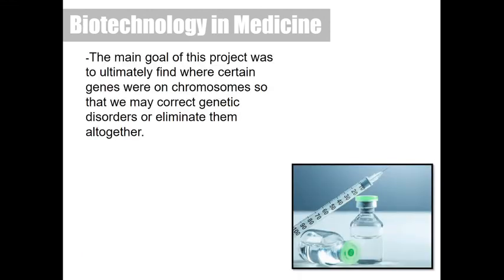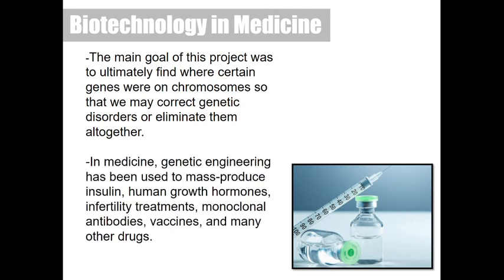So the main goal of this project was ultimately to find where certain genes were on chromosomes so that we may correct genetic disorders or eliminate them altogether. So, in medicine, genetic engineering has been used to mass produce insulin, human growth hormones, infertility treatments, antibodies, vaccines, and many other drugs.